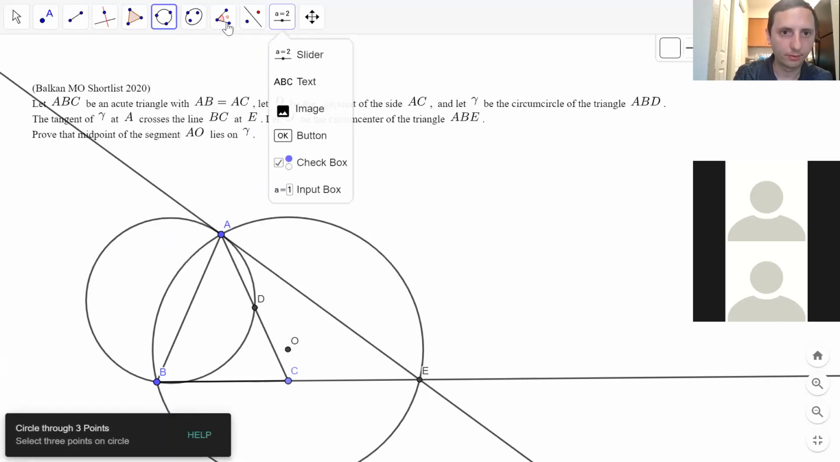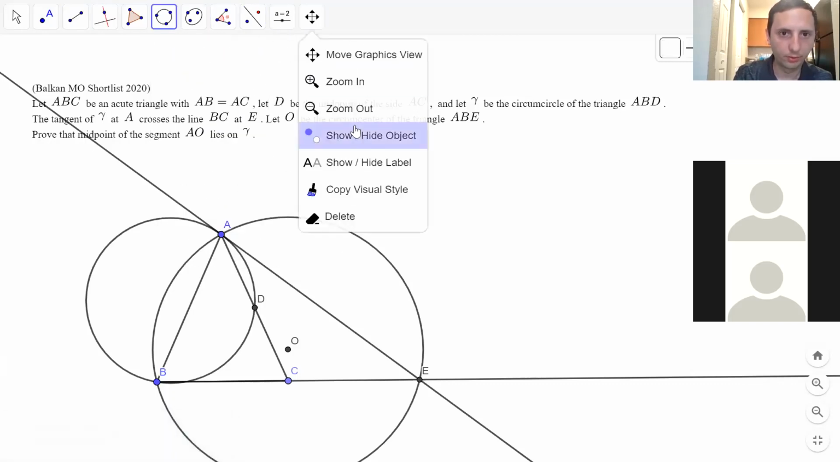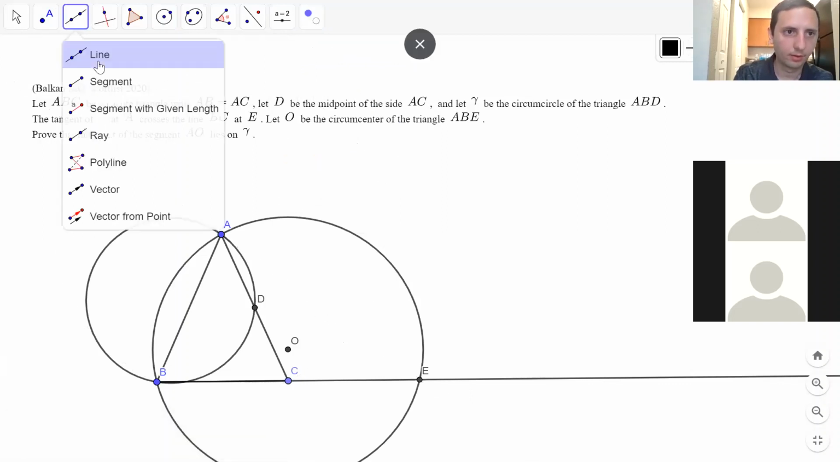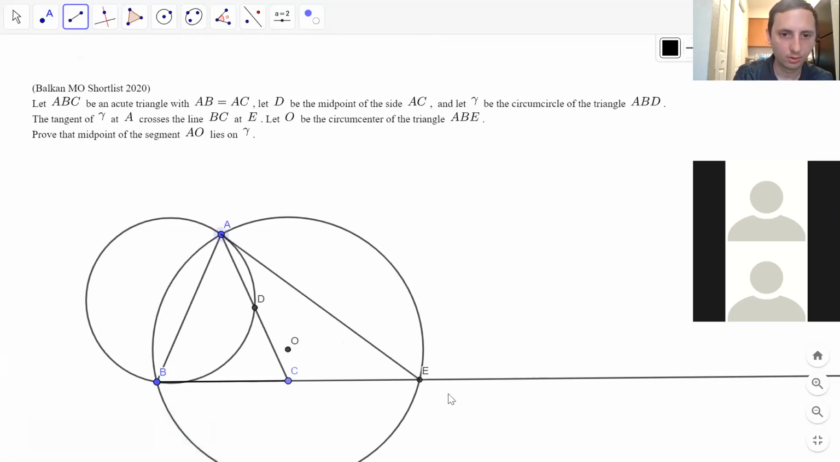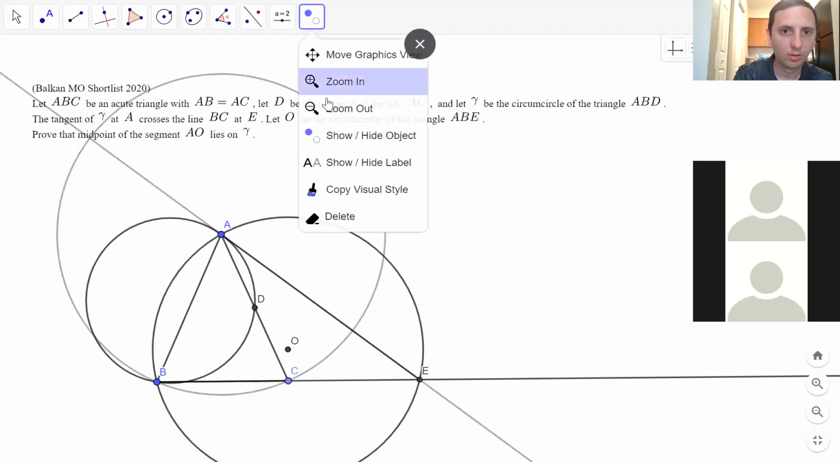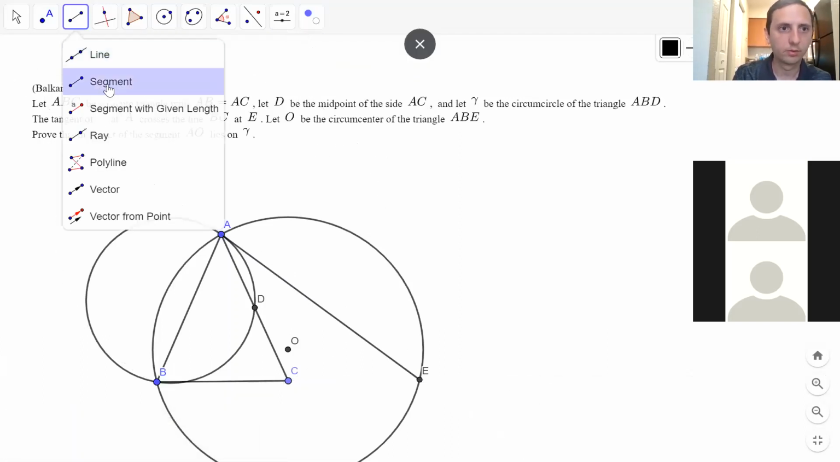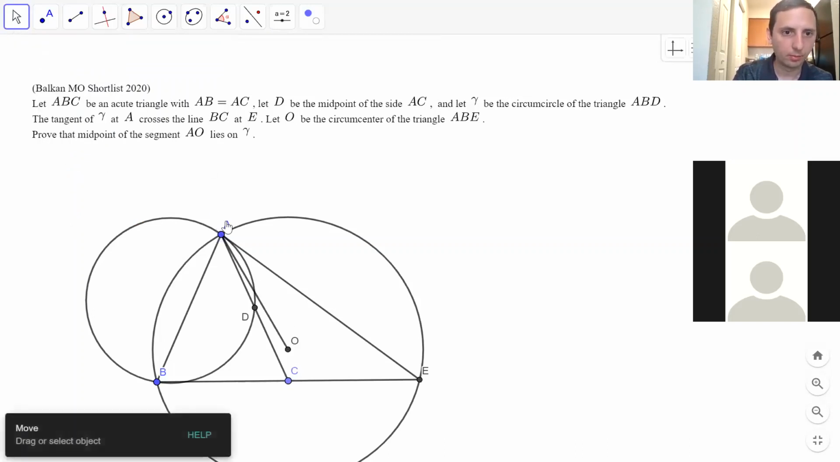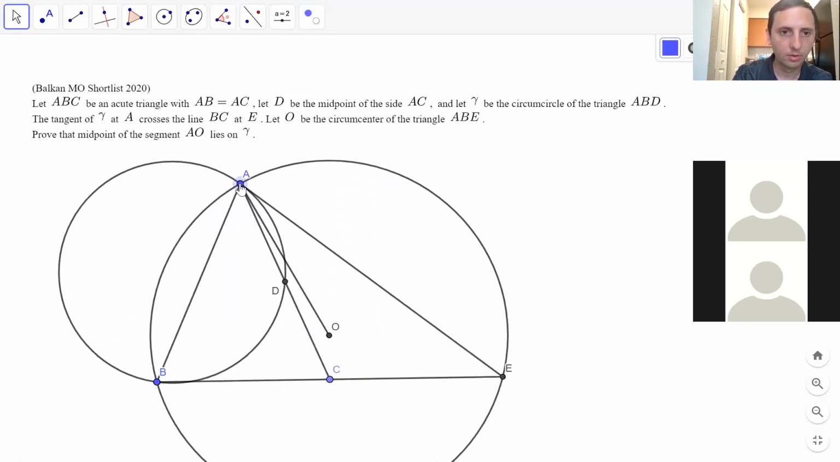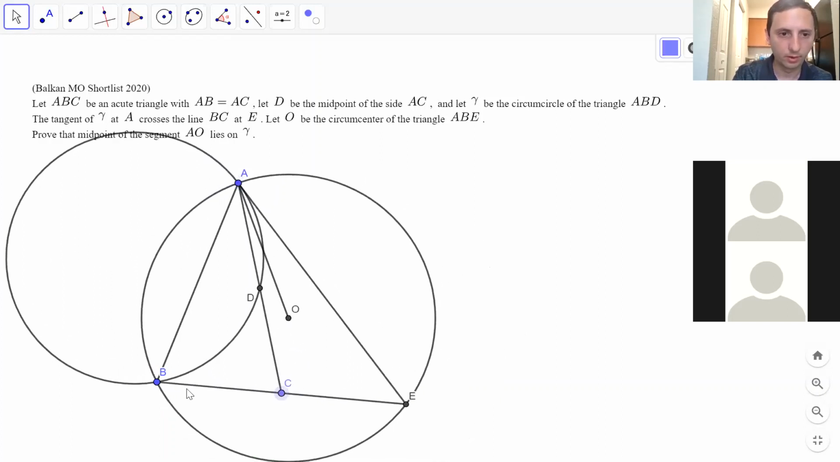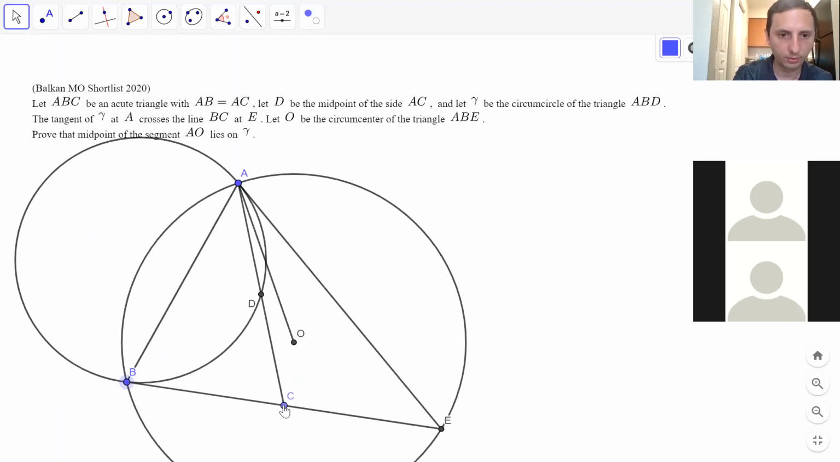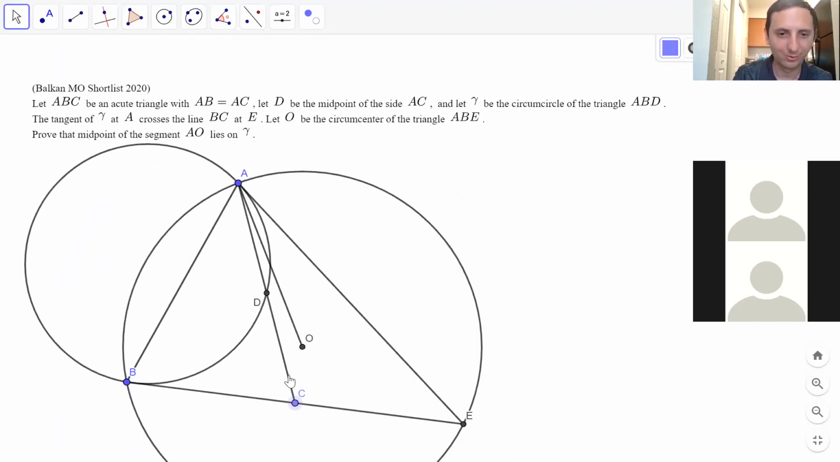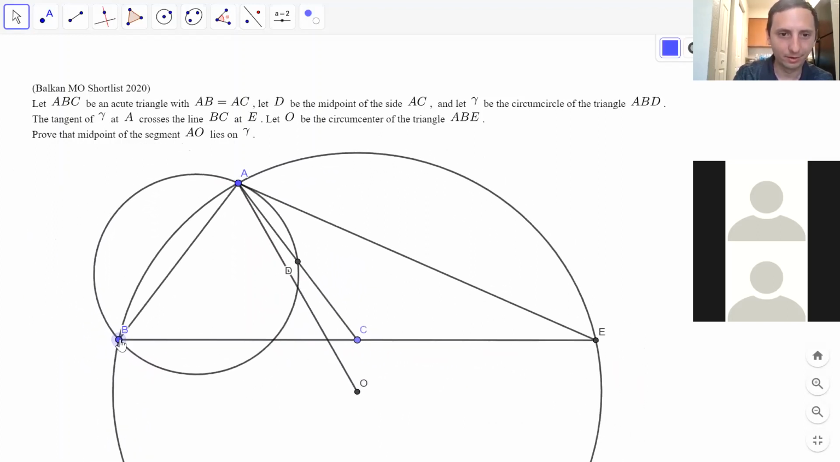Let me hide a couple things just to make it look nicer. Yeah, this doesn't look like a super hard question, but I just wanted to include some stuff from the latest shortlist. We could also just say let AO meet gamma at a point, and then we could show that that point is the midpoint of AO. Let me move it around a little bit. They're too close. What if I draw a flatter one? That looks a little better, I think.